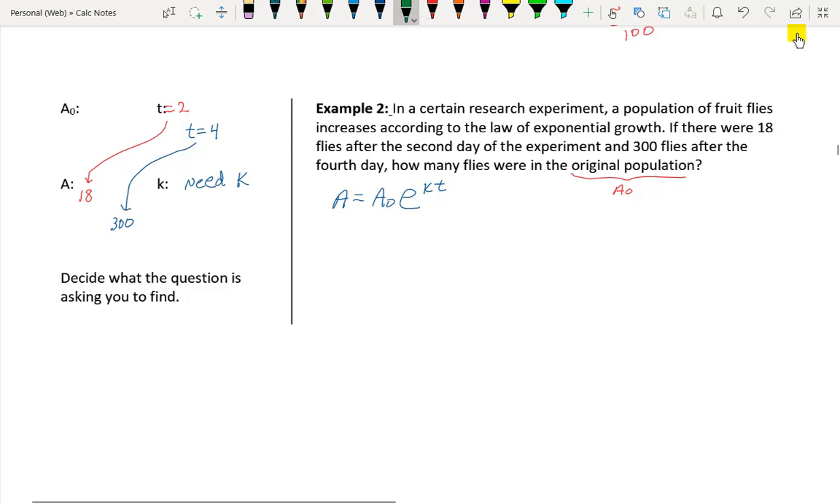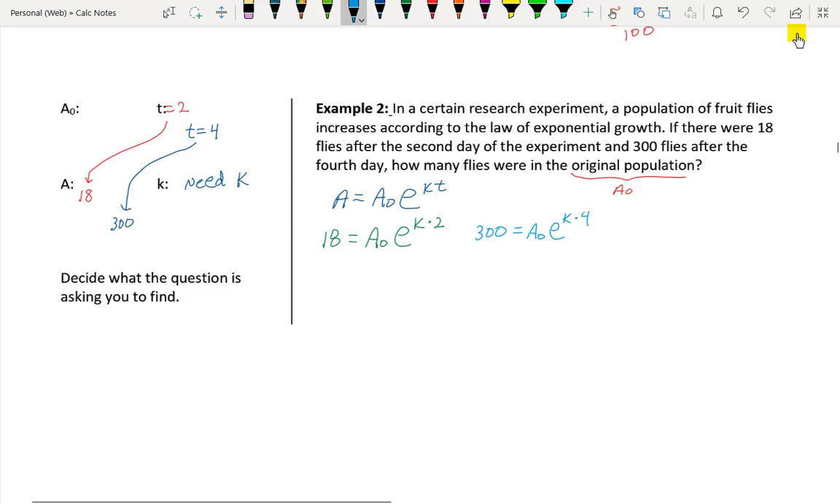So the first time the a value was 18. We didn't know what a sub 0 was, e, and then we had k times 2. On the next one, we had 300 equals a sub 0 times e to the k times 4. So you can see we've got too many variables there.